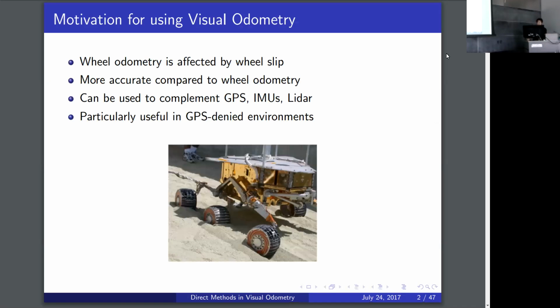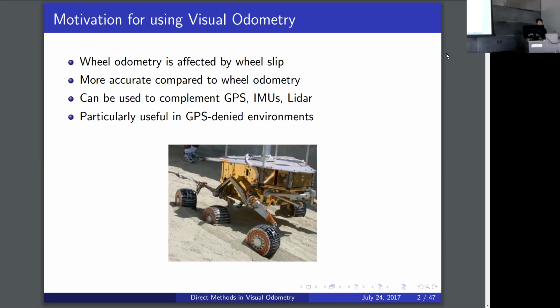So just to go over the motivation: why would we ever want to use visual odometry? Normally when we want odometry on a robot, we would use wheel odometry. But depending on the environment, that odometry measurement is affected by wheel slip. And so using visual odometry is usually more accurate than wheel odometry.